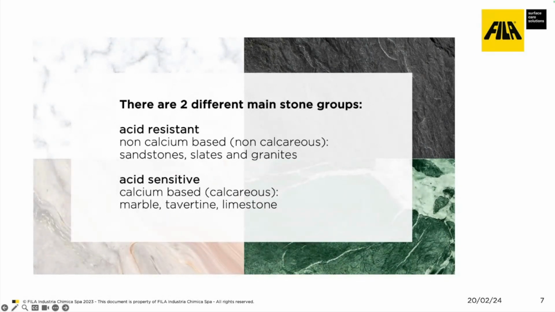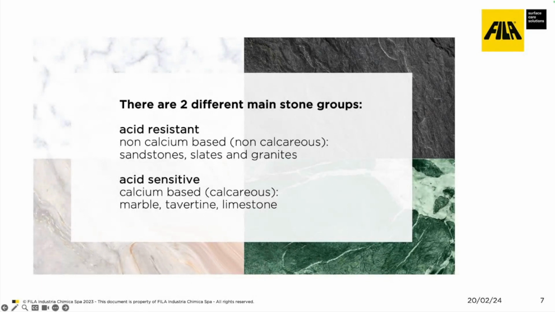are two different main stone groups. We have the acid-resistant and the acid-sensitive. When we say acid-resistant, we talk about non-calcium-based stones, meaning those stones do not contain calcium, or the calcite, which is one of the two main minerals present on Earth, whereas the acid-sensitive do contain calcite, and they are basically acid sensitive, so calcareous. So on the first group, we see the sandstones, slates, granites, basalt is also another example, or quartzites.